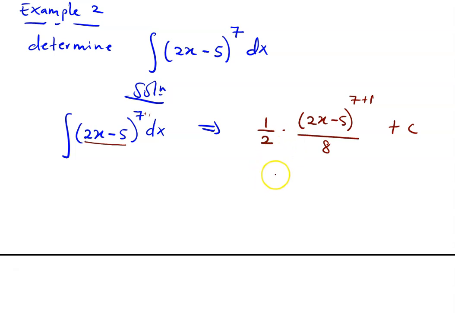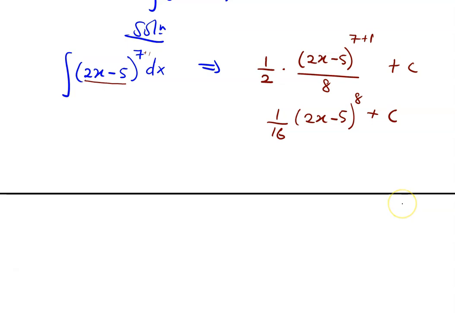So what do I get here? I'm going to get 1 on 16, right? Multiply by 2x minus 5 exponent 8 plus c. You get it? And if I should further simplify, I'm going to rewrite it as more like 2x minus 5 exponent 8 all divided by 16 plus c. It sounds good, right?